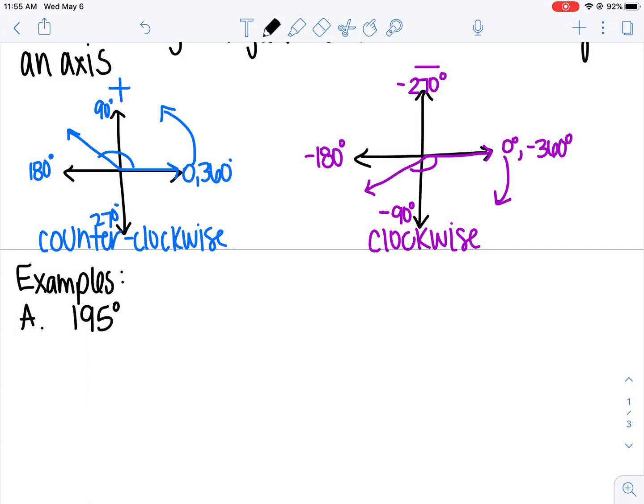And we're going to determine what quadrant it's going to fall in. So I'm going to draw my coordinate plane like I'm going to do for every single problem. I'm going to be sick of drawing these. And I see that it's 195 degrees, so it's positive. So it's going counterclockwise. So I'm going to draw my initial side, and then I'm going to label my quadrantals.